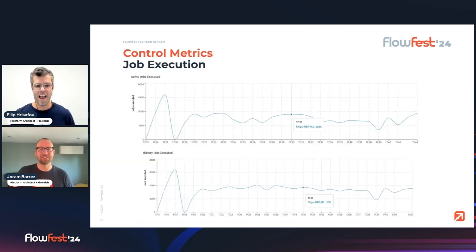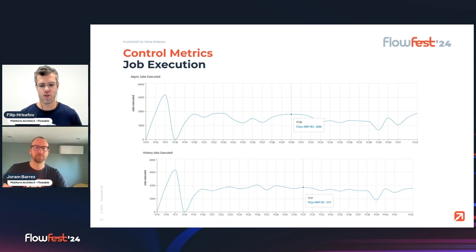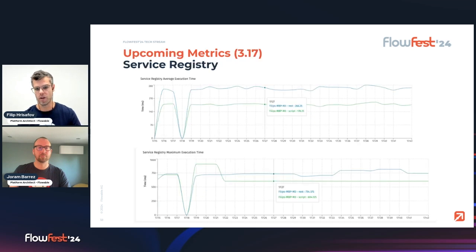Yeah, and we've had this for a while actually, so it's not something new. I mean, we've had it for a few versions already. So you can already do this if you didn't know about it. And now here we have some more metrics. So here are just some raw numbers for the amount of async jobs and history jobs that got executed. Then we have some new metrics coming in. So these metrics were all available, but now these ones are upcoming metrics. So this is what you will be able to see in control now.